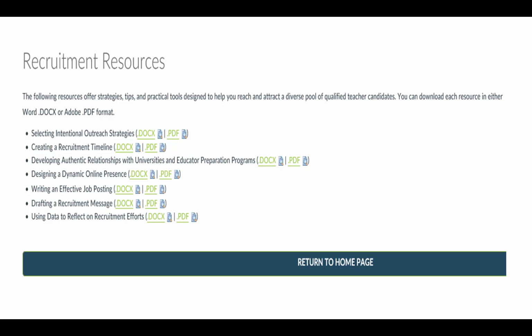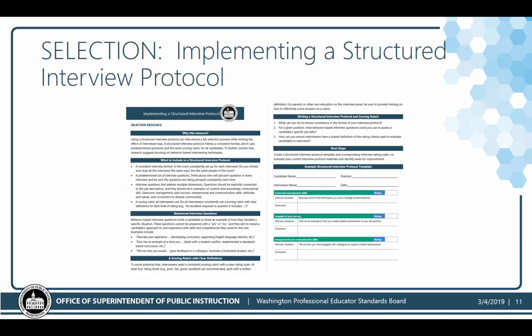If you want to bypass the assessment, you can go straight to the list of resources. This is a complete list of the recruitment resources. You could go right into the Word document or download as a PDF. For each resource provided, the document will begin with why this resource. Next, you'll see a simple explanation of what the resource is. Many resources include examples of best practice documents or materials that are currently being used around the state. I've chosen to feature the resource on selection, implementing a structured interview protocol.